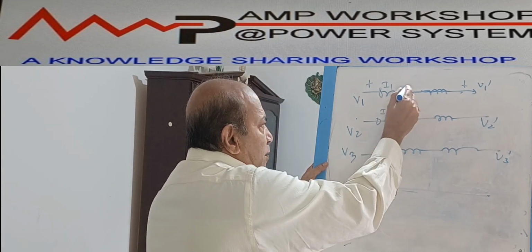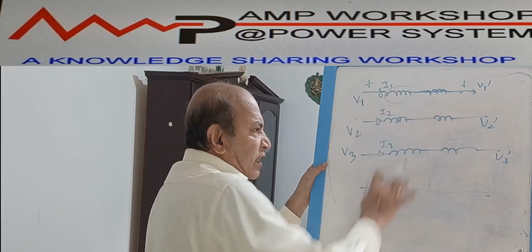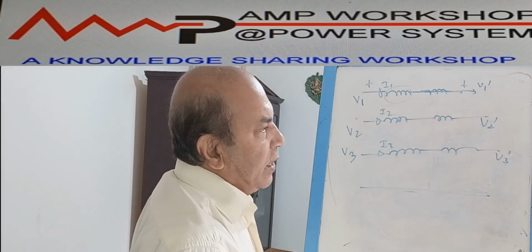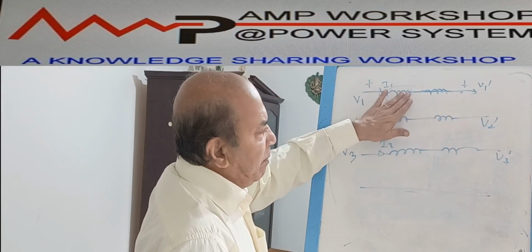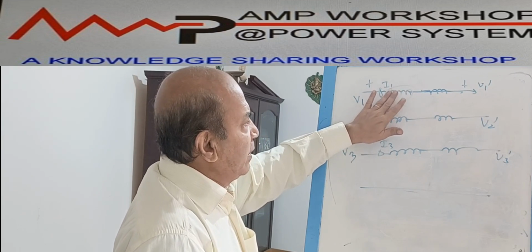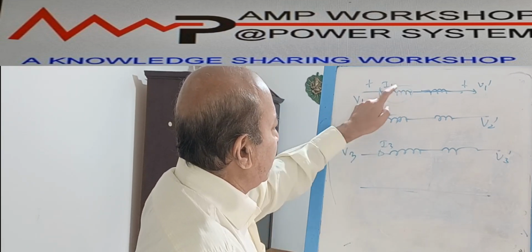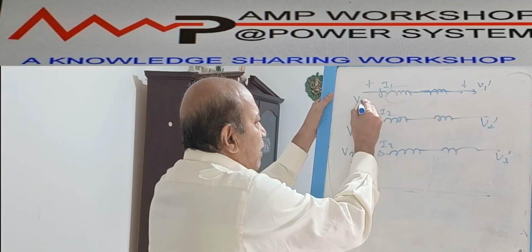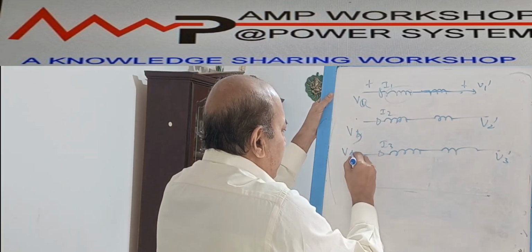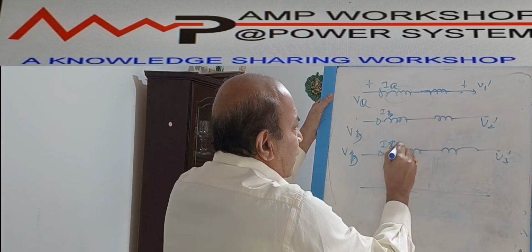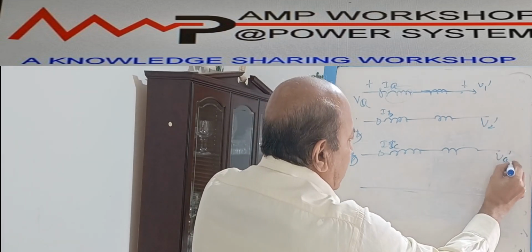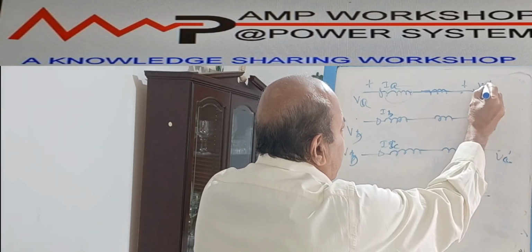Now, this impedance is a transmission line. You know, in the transmission line, there are two types of impedance. One impedance is the self-impedance of this line. Suppose this is the A phase, suppose it is VA. You write down VA, VB, VC, that will be better. This is IA, IB, IC. That will be VC dash, VB dash, VA dash.